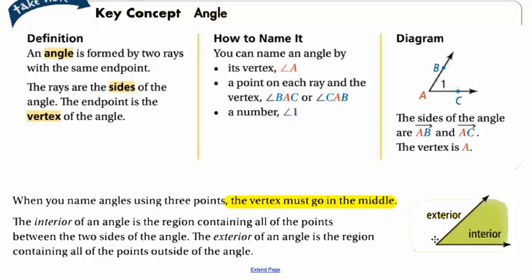And then there's an interior of the angle and the exterior of the angle. The interior is all the stuff on the inside. The exterior is all the points on the outside. And anything that's on the angle is not in the interior or the exterior.